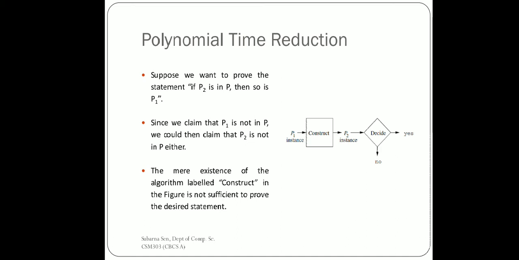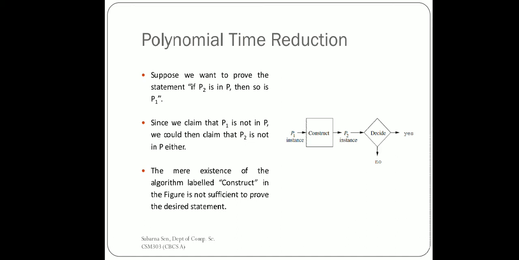Now, if you consider the previous slide, we have already claimed that P1 is not in P. That means P1 is not solvable in polynomial amount of time. It's a proven concept, right? We have picked up P1 in such a fashion only. Then we could claim that P2 is not in P either. So we have claimed this, but we have to prove that if P2 is in P, then P1 will also be in P, right? That means both of them can be solvable in polynomial amount of time. We are going to do that now.